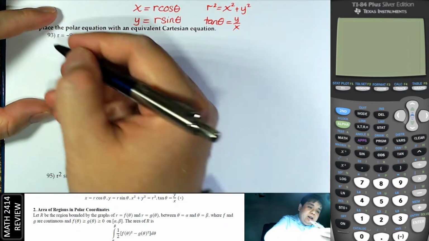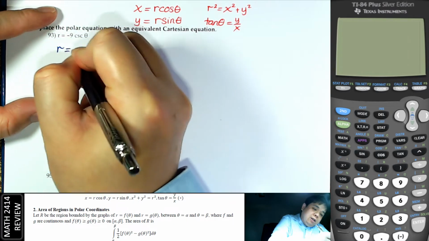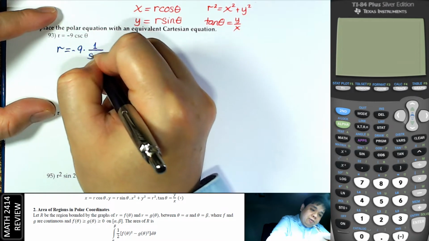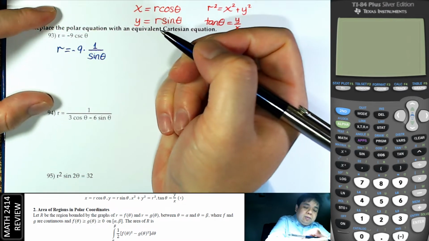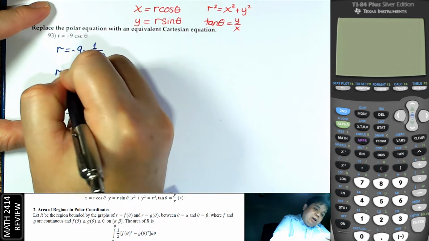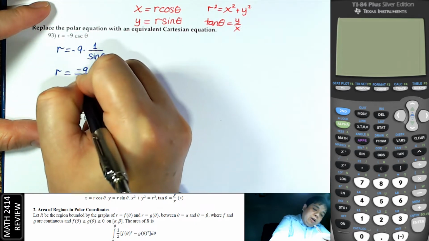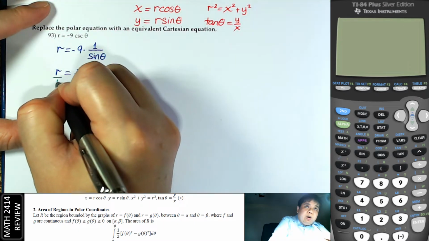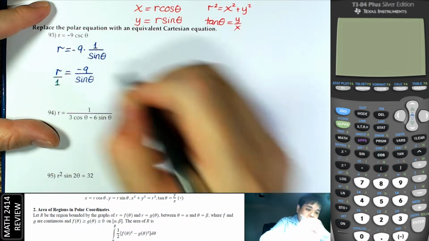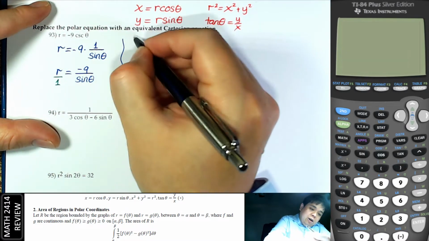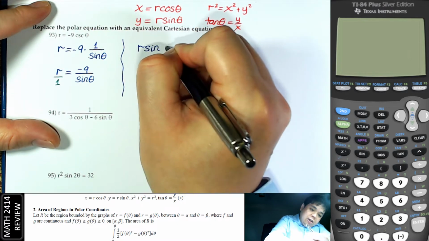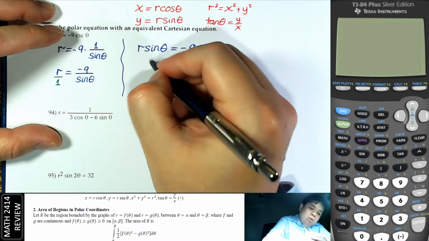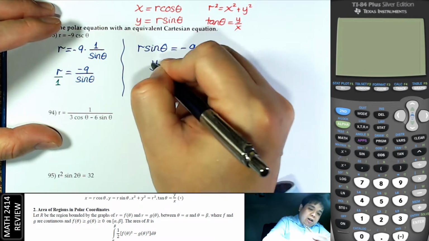So from here, cosecant is 1 over sine. Or we have r equal to negative 9 over sine theta. And we can write this over 1 and then cross multiply. So r sine theta equal to negative 9, and r sine theta is y. So we have y equal to negative 9.